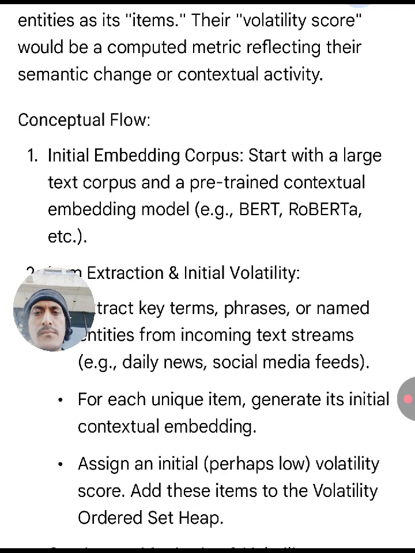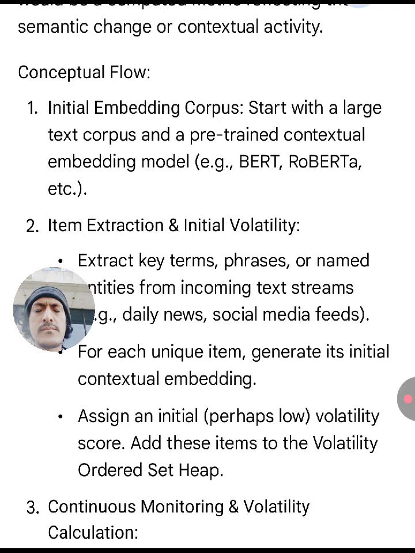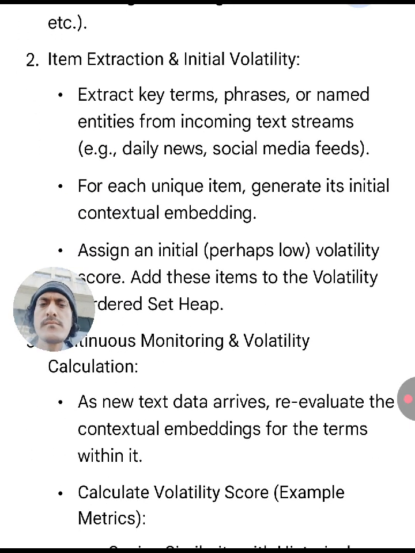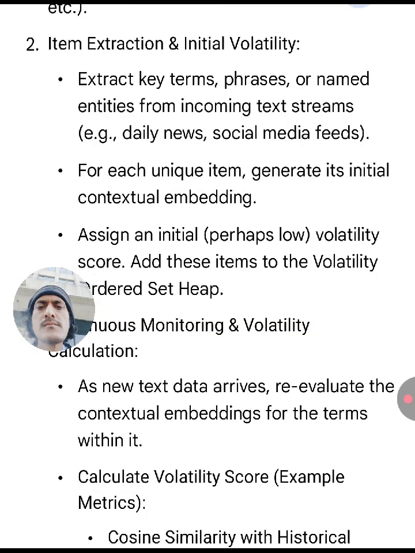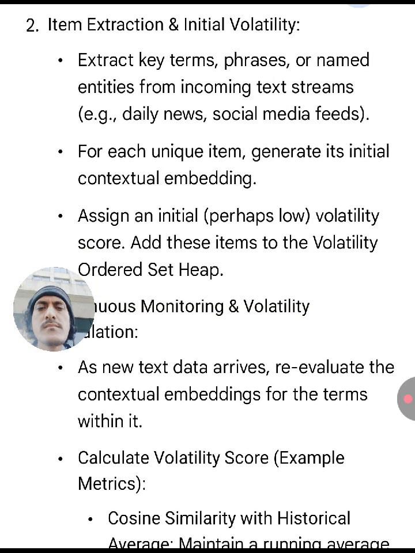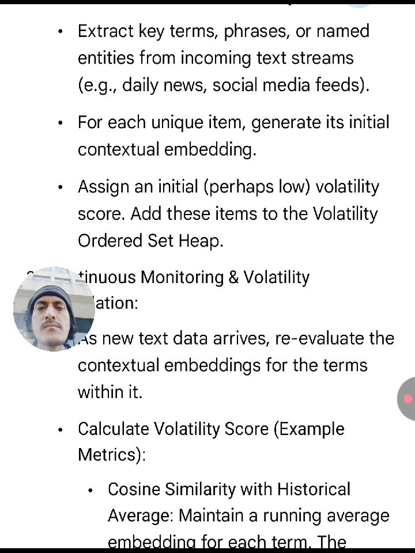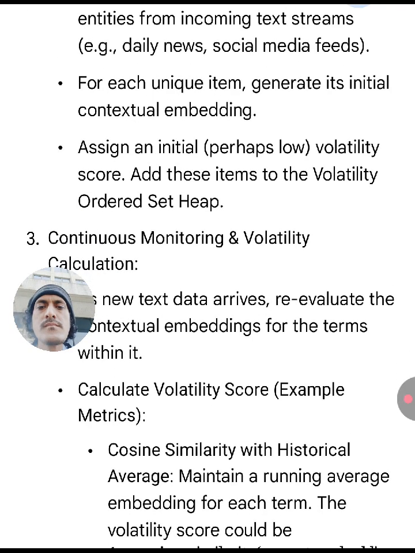Conceptual flow. 1. Initial embedding corpus. Start with a large text corpus and a pre-trained contextual embedding model, e.g., BERT, RoBERTa, etc. 2. Item extraction and initial volatility. Extract key terms, phrases, or named entities from incoming text streams, e.g., daily news, social media feeds. For each unique item, generate its initial contextual embedding. Assign an initial, perhaps low, volatility score. Add these items to the volatility ordered set heap.